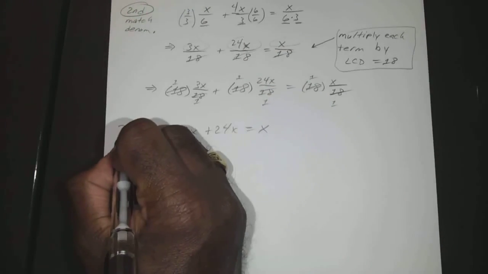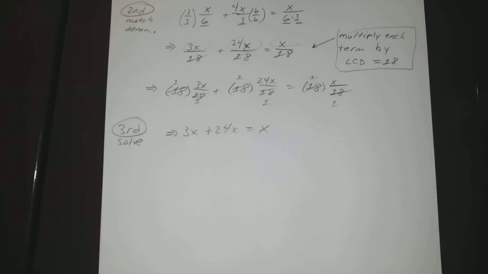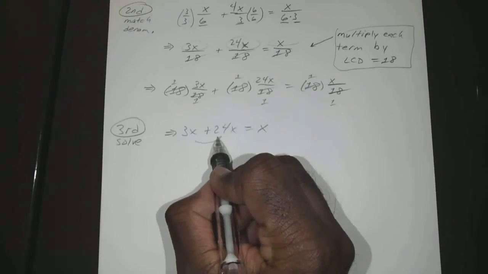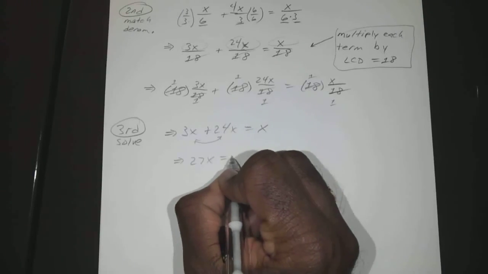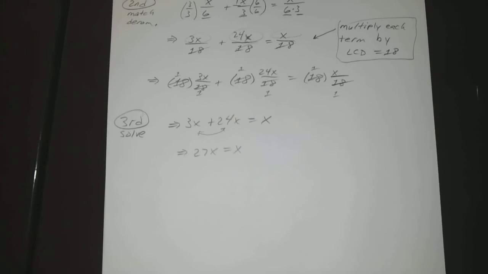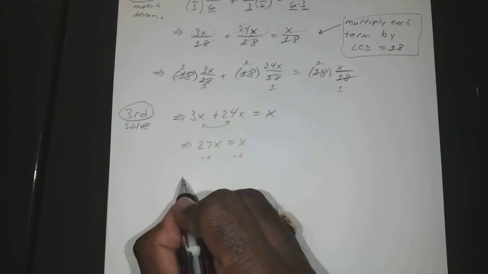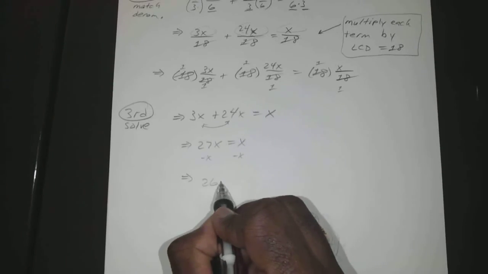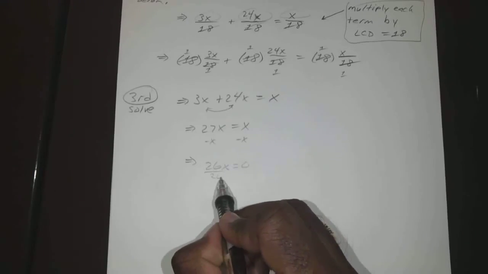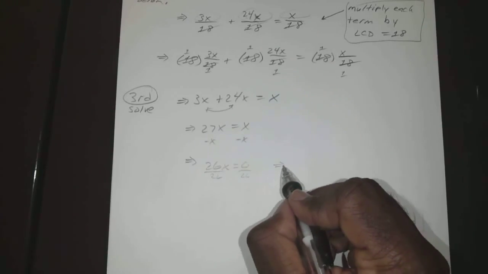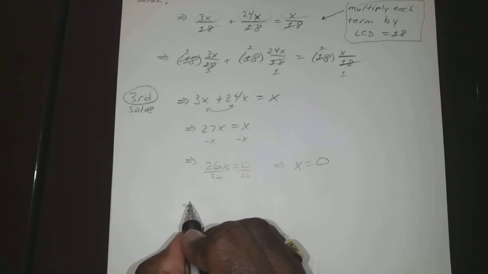Okay, which brings us to our third step, which is to solve it. If we combine these two, we'll have 27x equals x. If we subtract x from both sides, we have 26x equals 0. And divide both sides by 26, we have x equals 0.